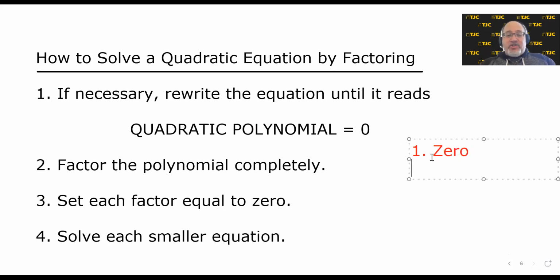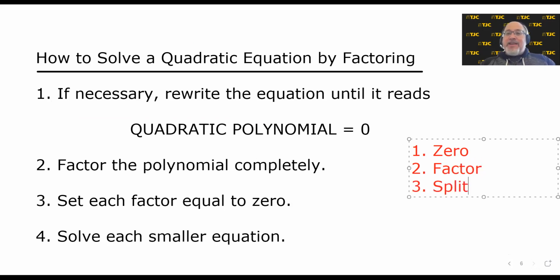Zero, meaning get the equation equal to 0. Factor, meaning rewrite the polynomial as a multiplication problem. Split, meaning split it so that each factor is equal to 0, and then solve. This 4-step flow, get it equal to 0, get it factored, split it and solve it, is going to be recurring throughout the rest of the semester. So this will not disappear after this section.